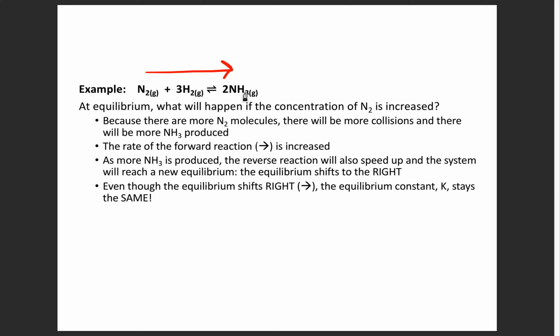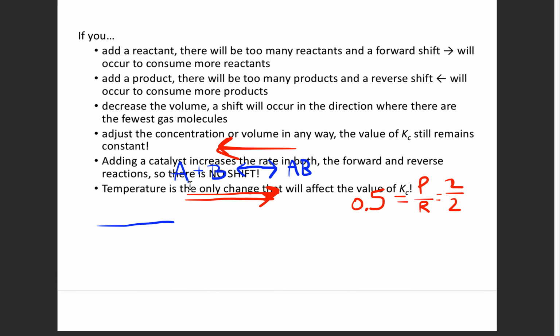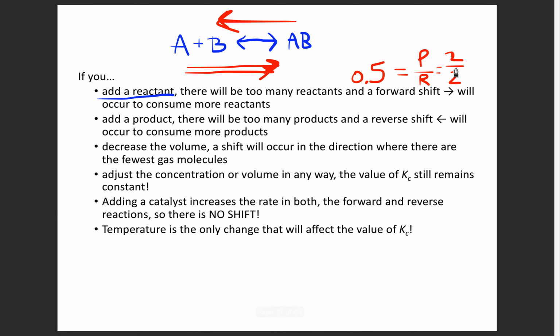Okay, and so the equilibrium overall, we say, shifts to the right. In other words, this reaction needs to shift to the right to establish equilibrium again. So we establish a new equilibrium position by shifting to the right. Even though the equilibrium shifts to the right, the equilibrium constant K stays the same, and that was kind of the example that we looked at over here.